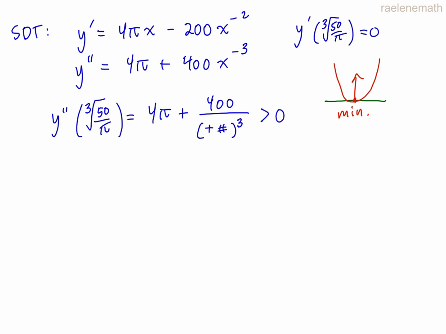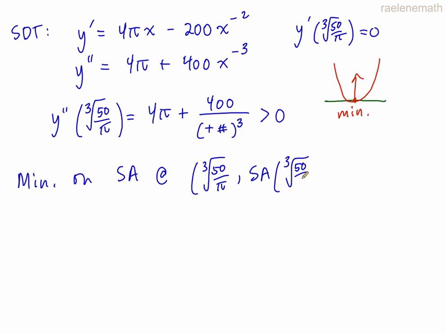And so we now know that there is going to be a minimum on the surface area graph at the cube root of 50 over pi, comma, the surface area evaluated at the cube root of 50 over pi. Now this is not a very easy number to work with without a calculator, and so to plug this into the surface area formula would not be a very good task. That's why we were just asked to find the radius and the height. And so we know that this is the x-coordinate, or the radius, and this is the surface area coordinate.